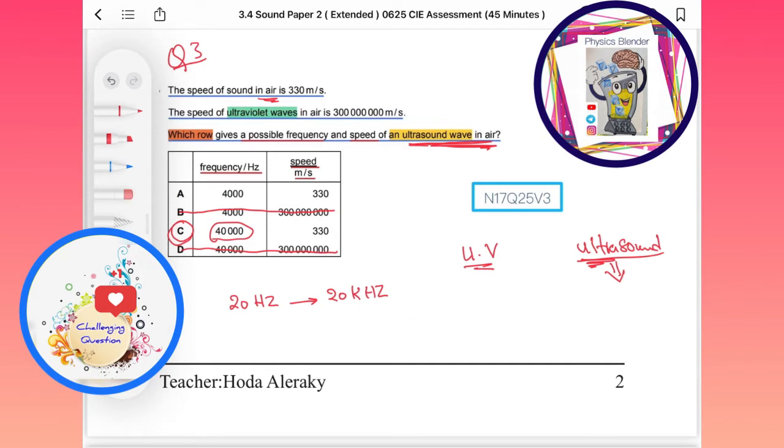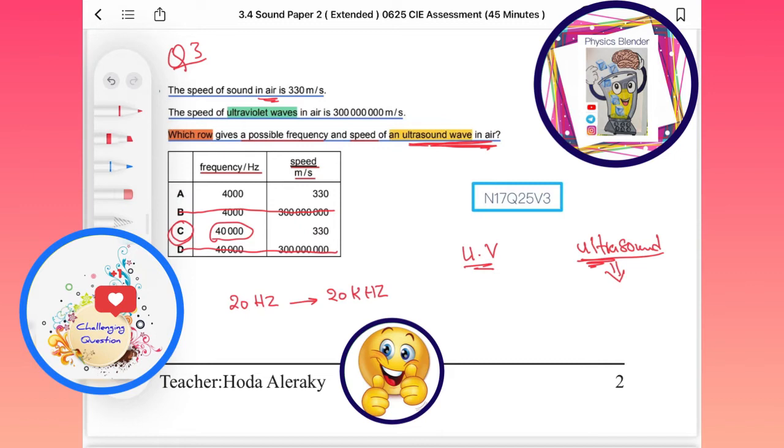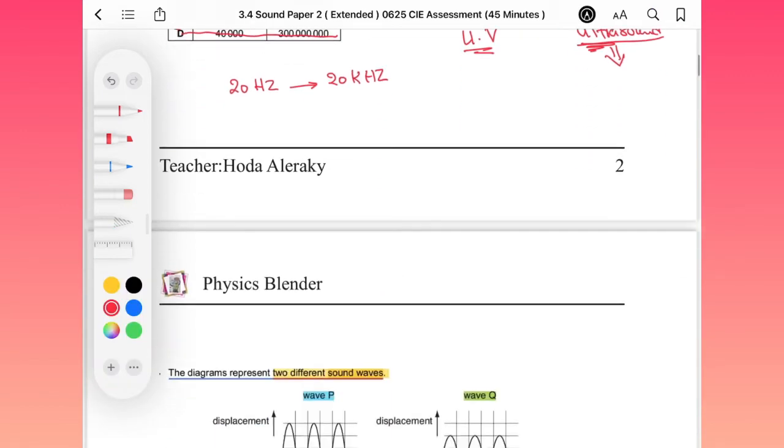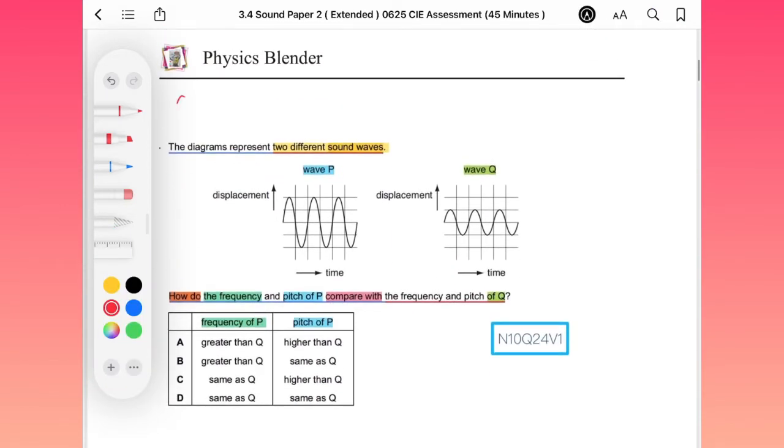So again, please write down what you know about ultrasound waves: their frequency exceeds the audible range frequency, and they are made by an electric field applied to a certain kind of crystal, producing oscillations of sound which has high frequency. Is it clear? This question is also challenging and very important. Let's move to question 4. The diagram represents two different sound waves.